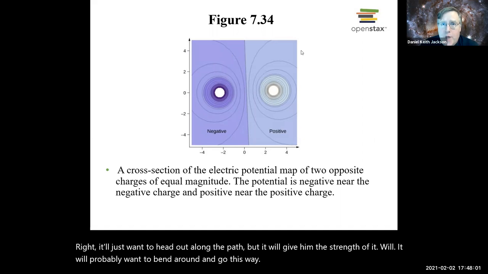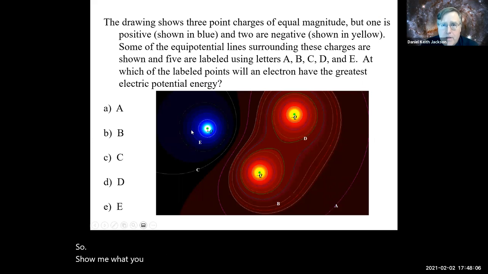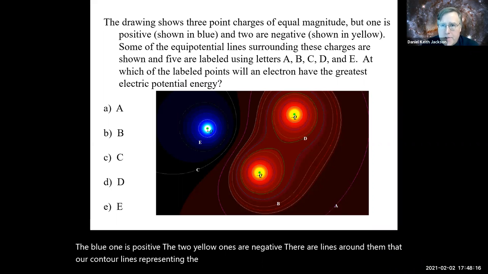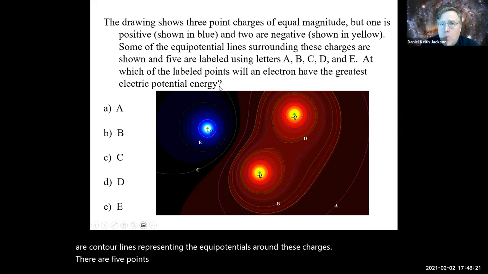Okay, so show me what you know. I've got three particles. The blue one is positive, the two yellow ones are negative. There are lines around them that are contour lines representing the equipotentials around these charges. There are 5 points listed, A, B, C, D, and E. At which one of these will an electron have the greatest possible electric potential energy? A, B, C, D, or E.